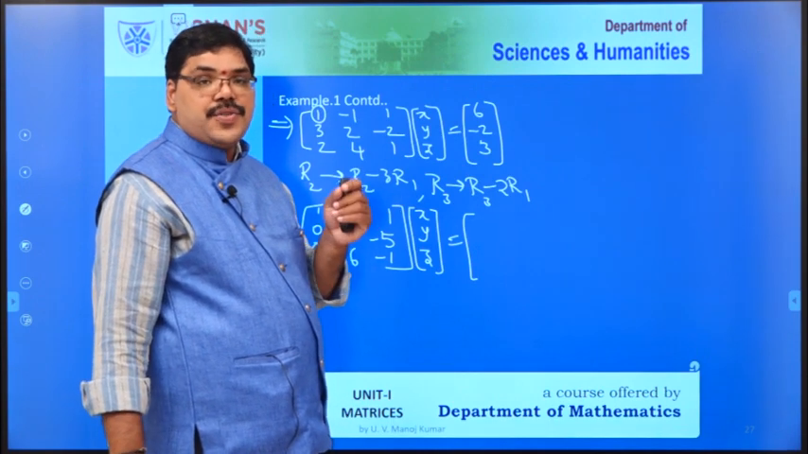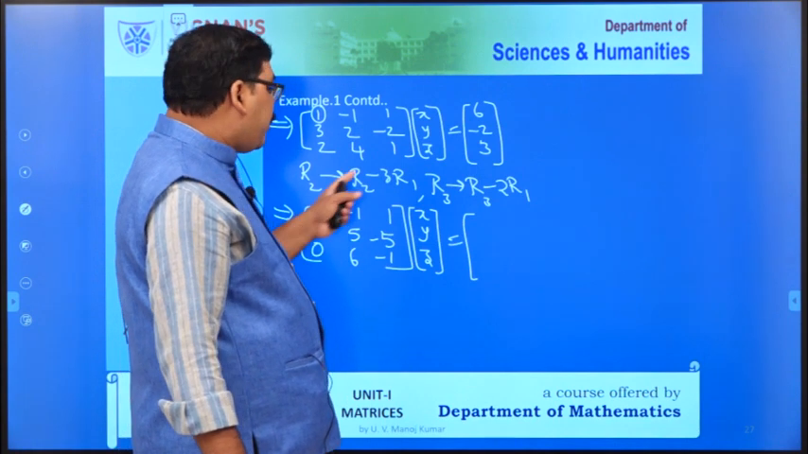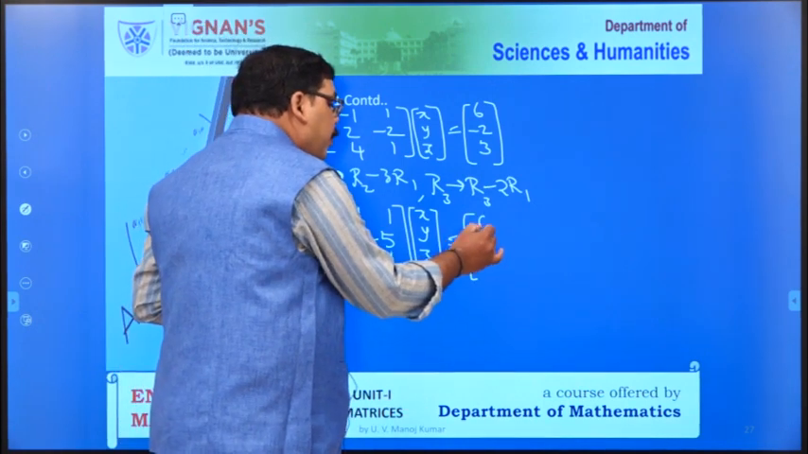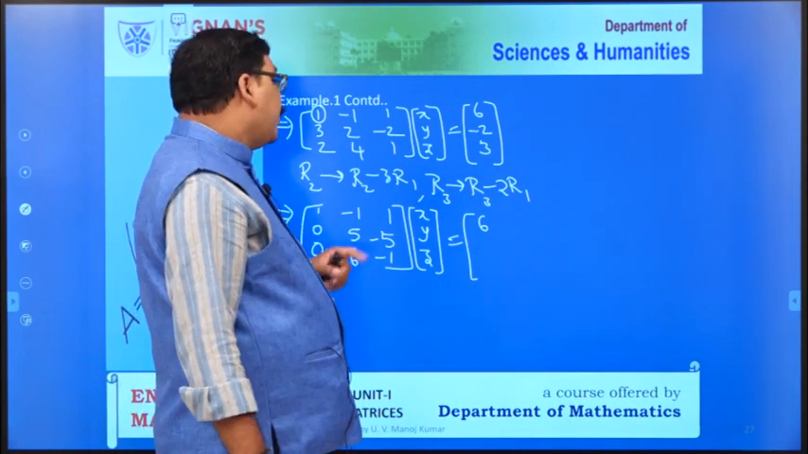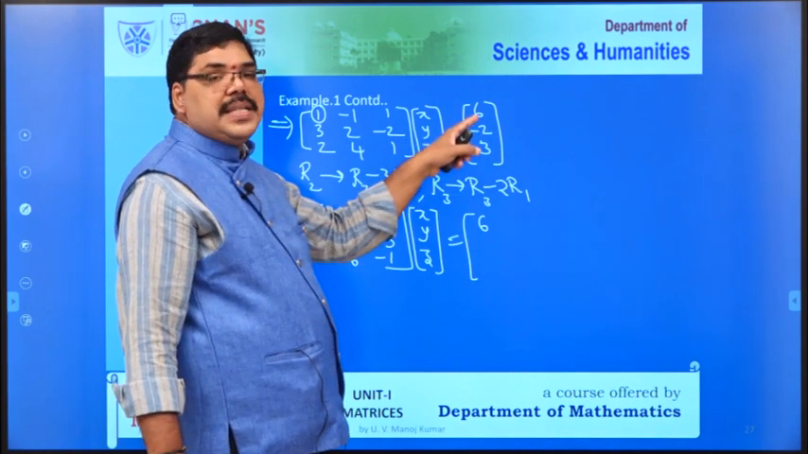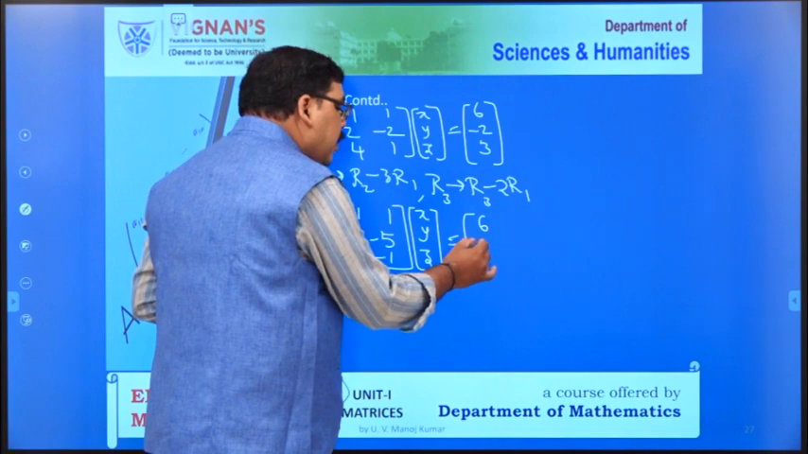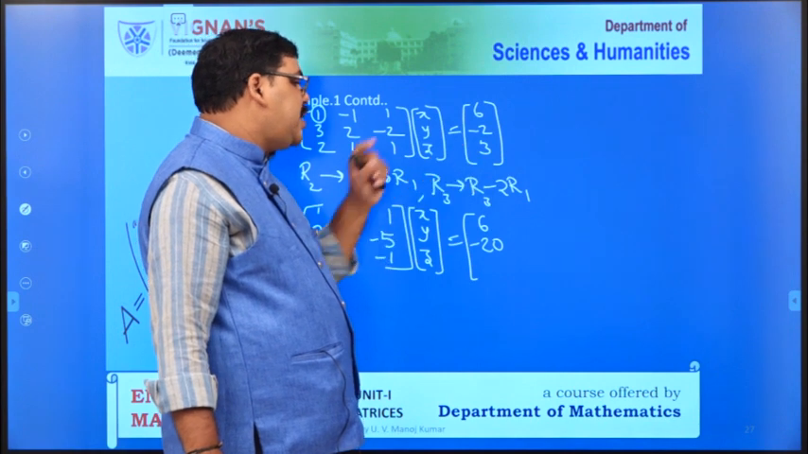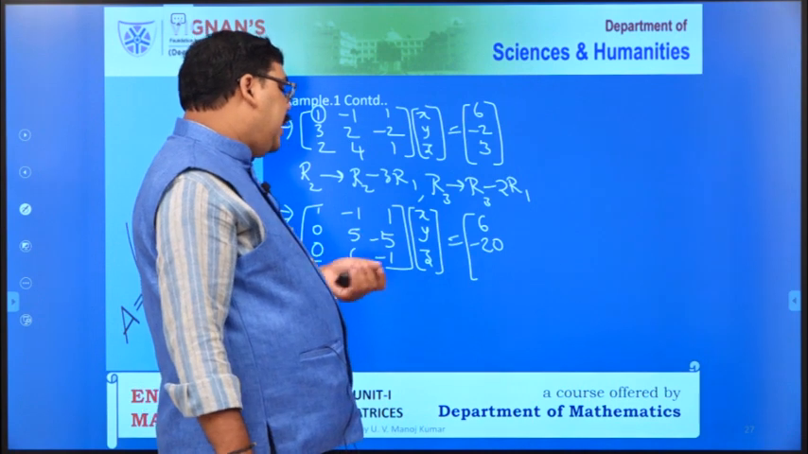You have to apply row operations on B also. So what will be the result if you apply the same row operations on B? We are not changing the first row. R2 changes to R2 minus 3R1. So in R2 we have minus 2. 3 times R1 is 18. You are subtracting, so minus 18. Minus 2 minus 18, minus 20. R3 minus 2R1. In R3 the element is 3, minus 2R1, minus 12. 3 minus 12.